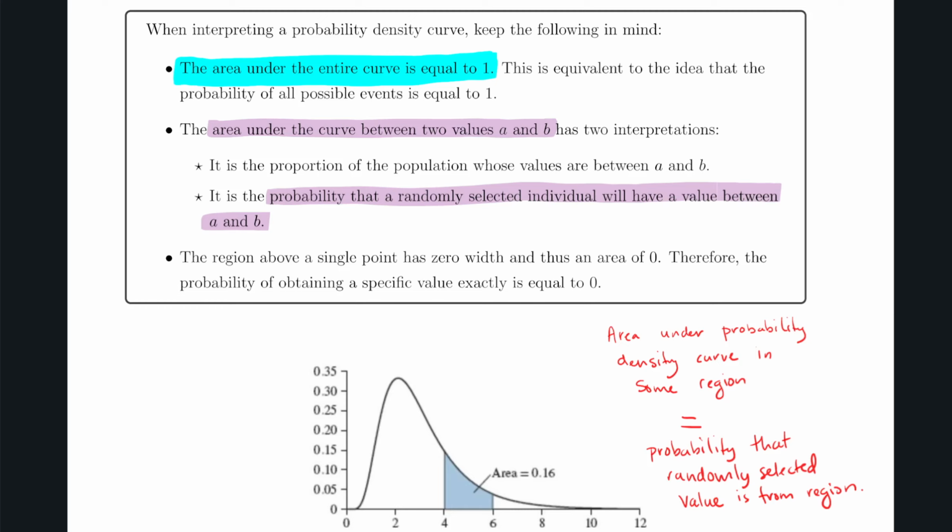So looking to the diagram that you see below, we can see that between 4 and 6, the area under the curve is shaded and said to be 0.16. So what this means, if you were asked what's the probability if we randomly pick a value between the values 0 and 12, that it would be between 4 and 6, we would say the probability would be 0.16 because that corresponds to the area under the curve for that particular region.